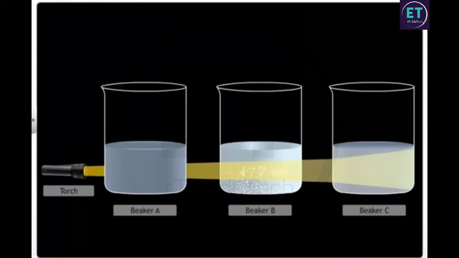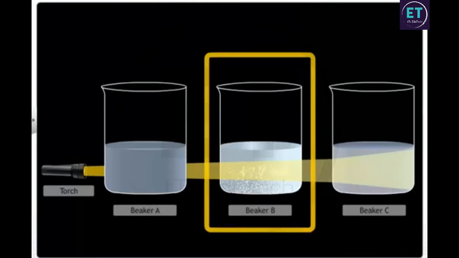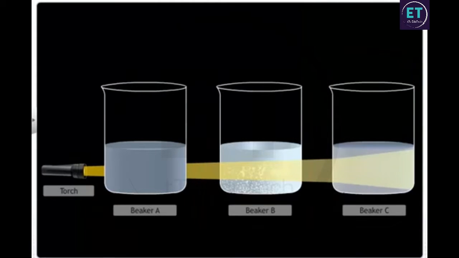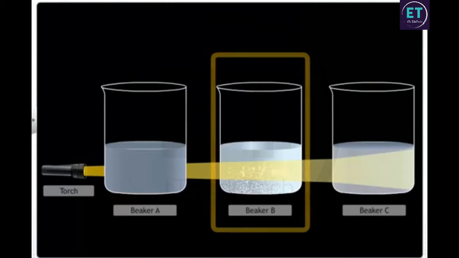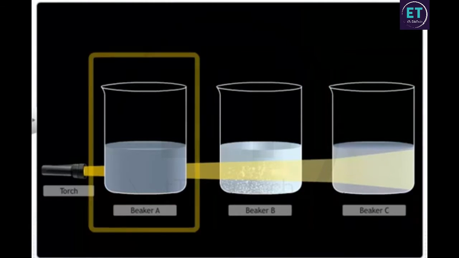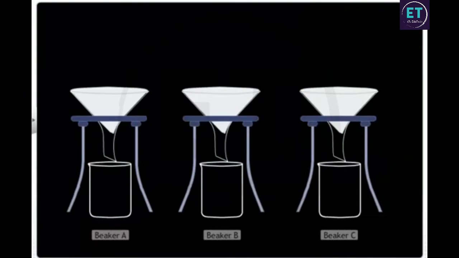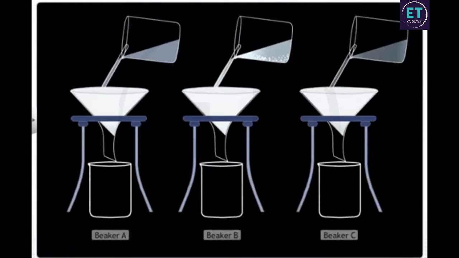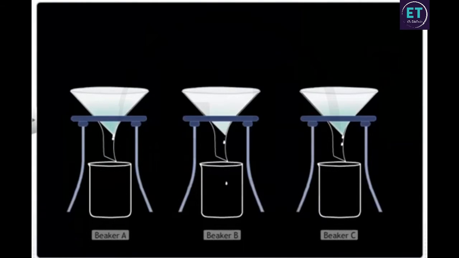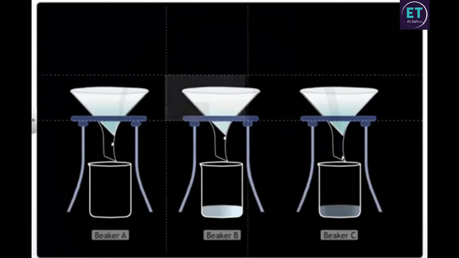Direct a beam of light from a torch through the beakers A, B, and C, and observe each beaker from the front. The path of light is visible in case of B and C, but not in A. Leave the mixtures undisturbed for some time. Now, filter each of the mixtures. You will find a residue on the filter paper for beaker B.